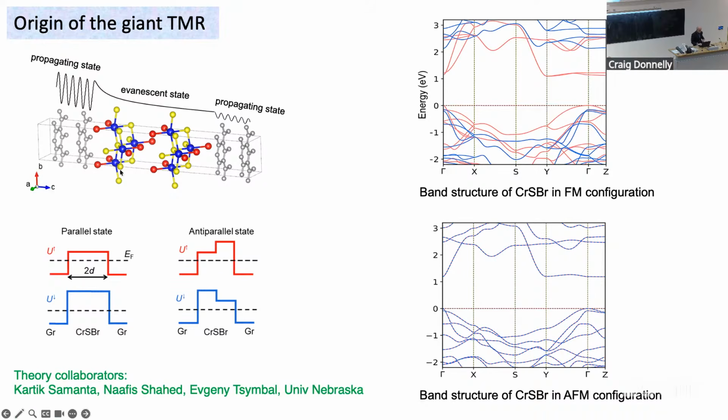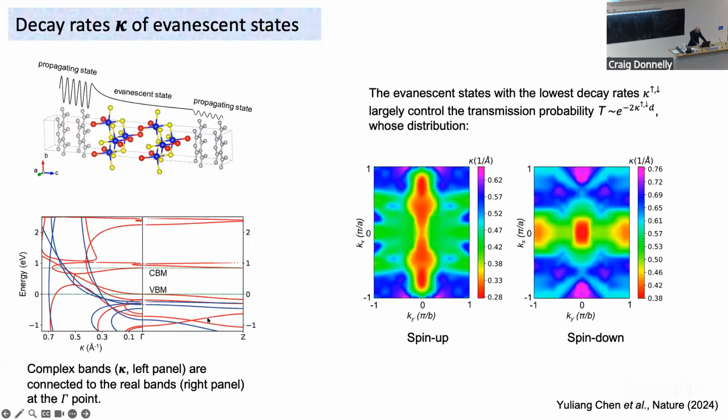And so now this is what we do. We have the propagating states in the graphite electrodes, and we have this insulating material. The band gap is about, as you can see, 1 volt. And so the concept is we calculate the propagation through this bilayer for spin up and spin down, for the case in which the moments are parallel and the case in which they're antiparallel. And this is work by, as I said, these two postdocs and Evgeny Zimble.